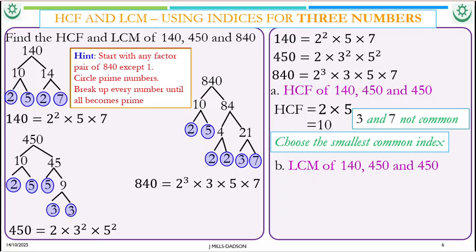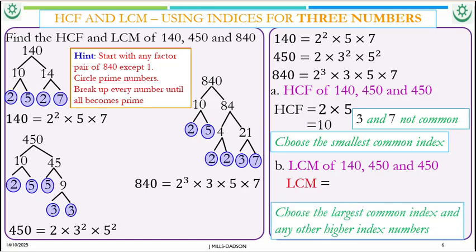Now how do I choose the LCM? For LCM, this is the rule. Choose the largest common index and any other higher index. Start by checking what is common, but choose the highest index. So if we check the 2's, the highest index is 2 cubed, so 2 cubed will represent the 2's. What else is common? The 5's. What is the highest power of 5? 5 squared. We choose that.